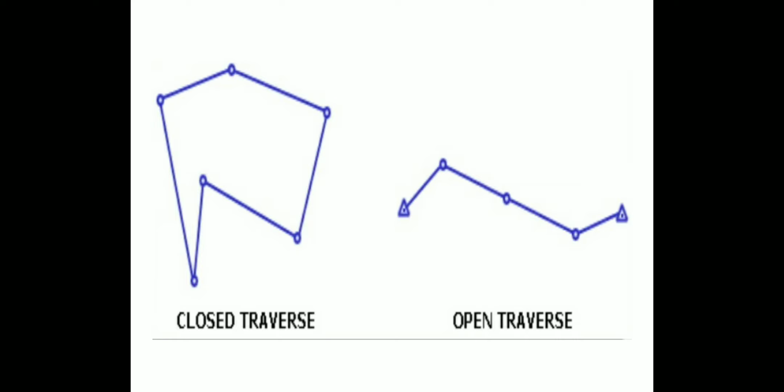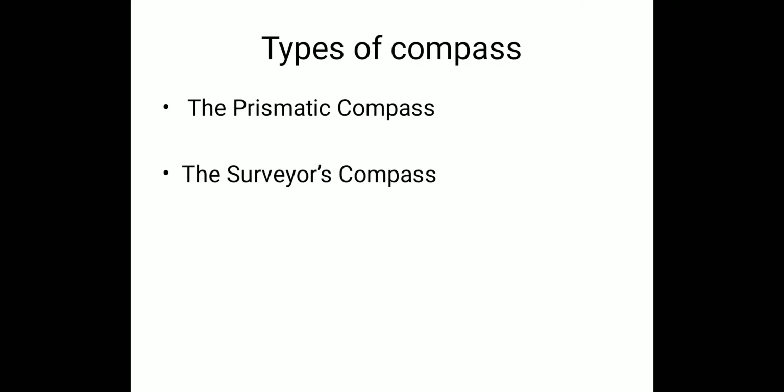Here you can see the two different types of traversing, closed traverse and open traverse, where a closed traverse starts and comes back to the same point, and an open traverse starts and ends at different points. So traversing is the major principle of compass surveying.